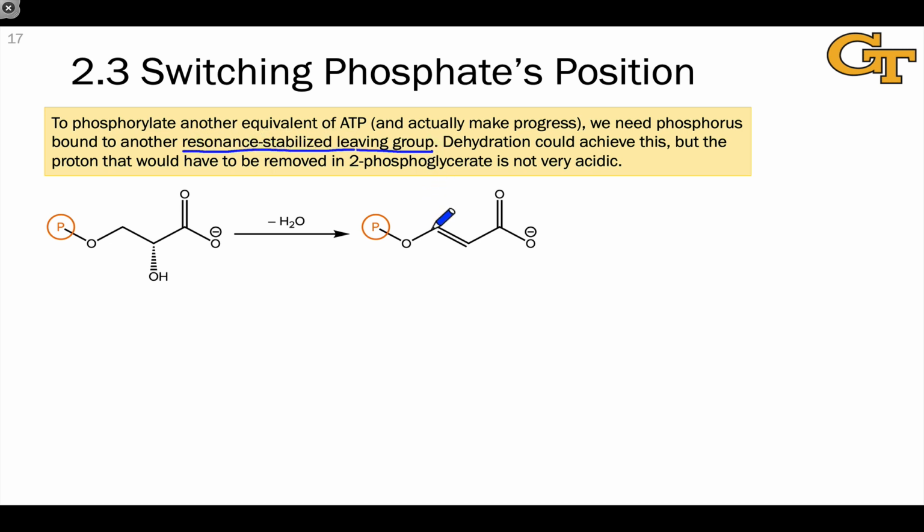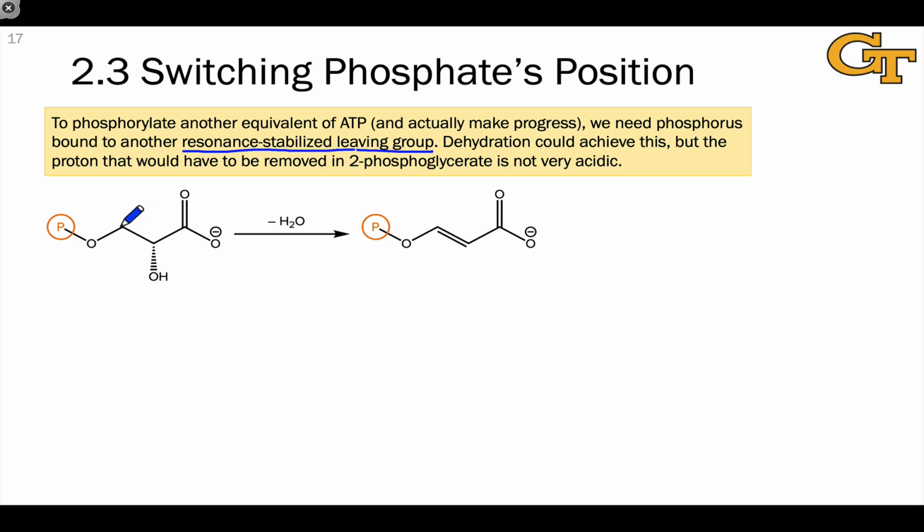And in order to generate another molecule of ATP, which is going to be required in order to get an ATP payoff, right? We've actually just generated only 2 molecules of ATP, and we put an investment of 2 in at the very beginning. In order to actually make progress and get an energetic payoff, we have to generate more ATP. And so we need to get phosphorus, or a phosphoryl group, bound to another resonance-stabilized leaving group.